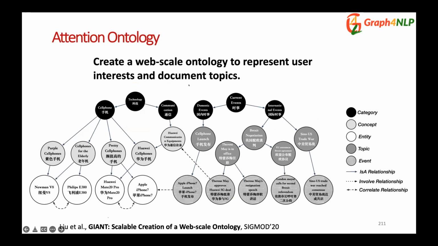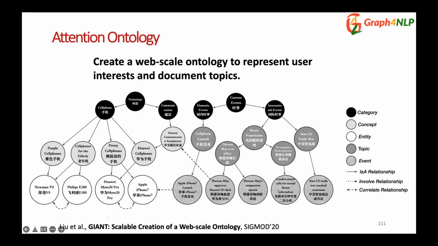So we propose the attention ontology, which organizes different user interests in an ontology in a hierarchical way. For example, we have different categories, let's say technology, current events, and we have different concepts, let's say the purple cell phone, or cell phone for the elderly, and so on. And we have different topics, the cell phone launch, the Brexit negotiation, and we have different entities as well as different events.